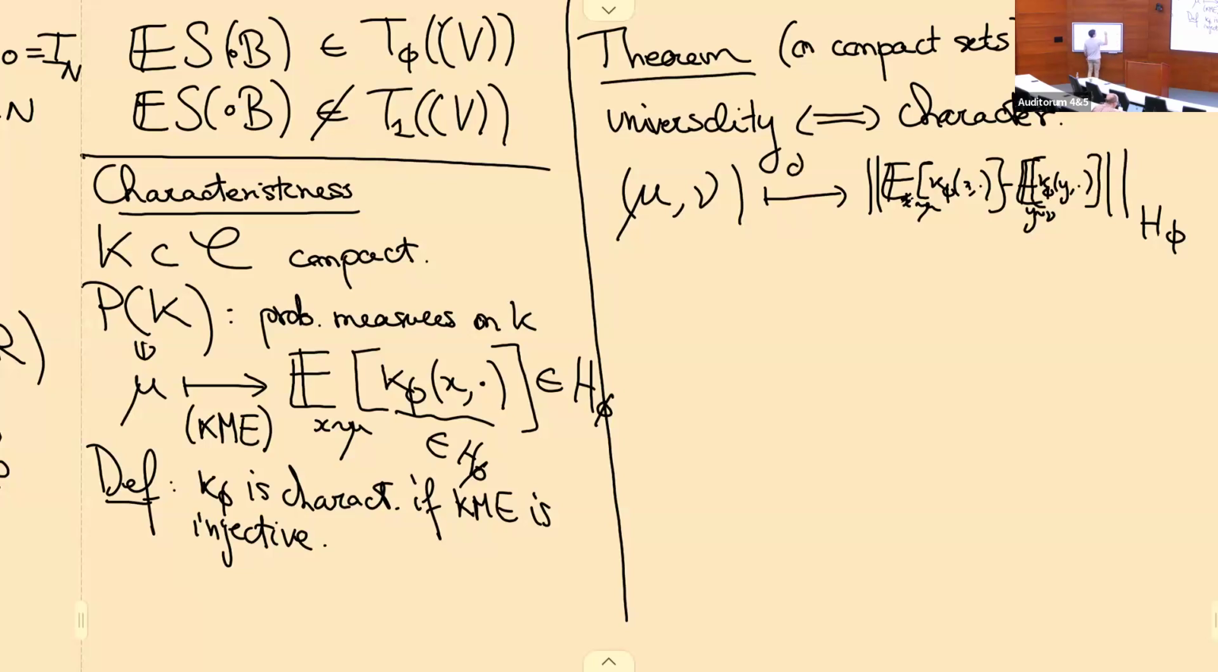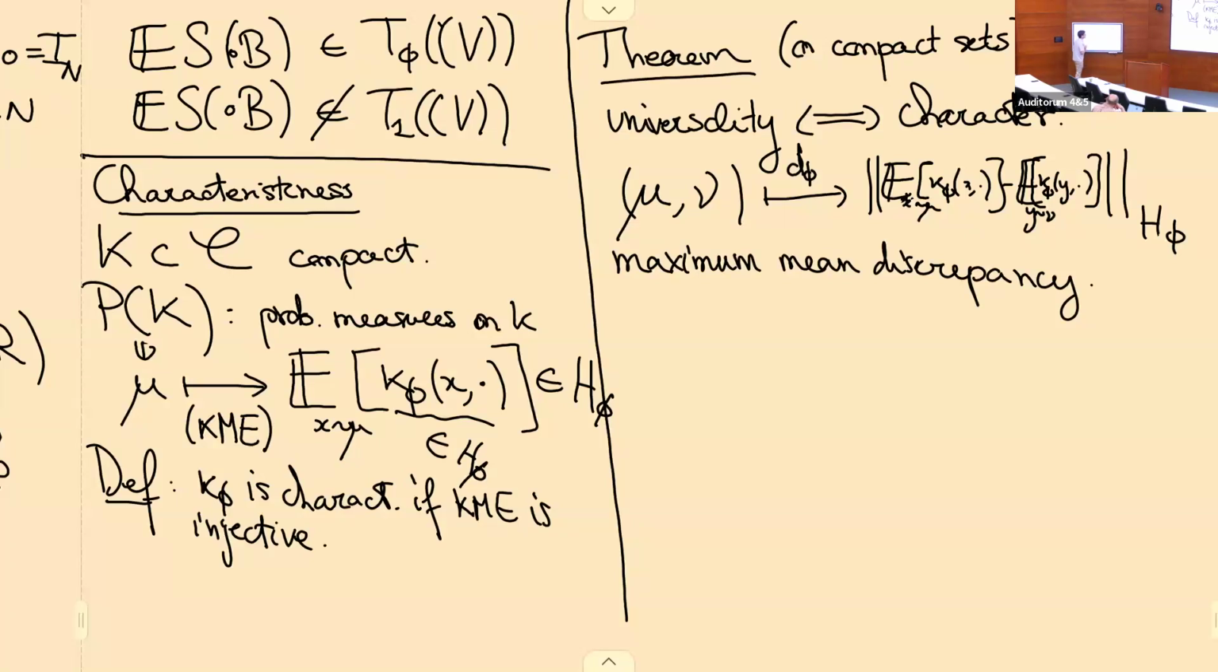Let's call this d phi. This is a metric on compact sets, and it's called the maximum mean discrepancy. It has a few properties, like it metrizes the weak topology on compact sets. It's weaker than the weak topology on non-compact sets. That's not great, but anyway.